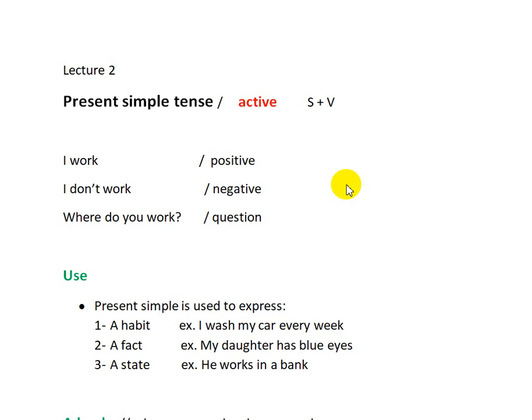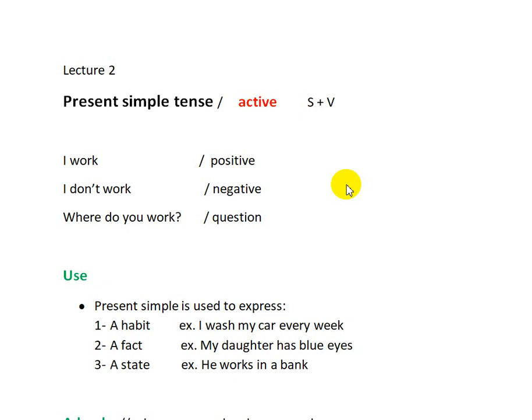Now let's talk about the formula of this tense. We have the active and we have the passive. Now about the active, we have the subject plus the verb in order to form what? Present simple tense, okay? يعني نحتاج الفاعل ونحتاج الفعل حتى نكون ال present simple tense, okay? For example, we have I work. This is in the positive status, okay? I work. So we have the subject and we have the verb work.